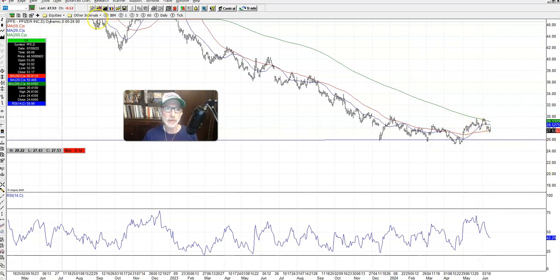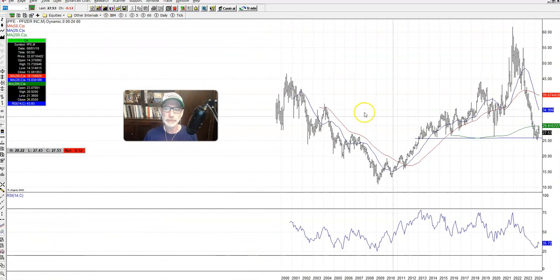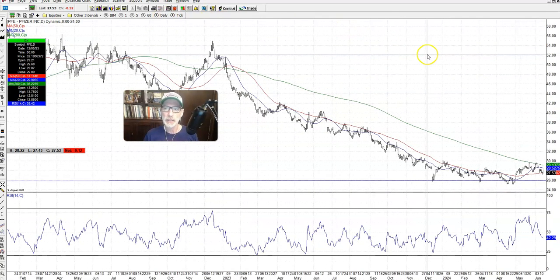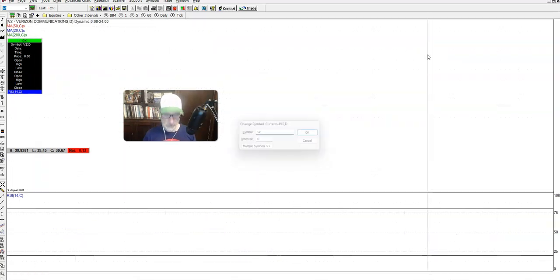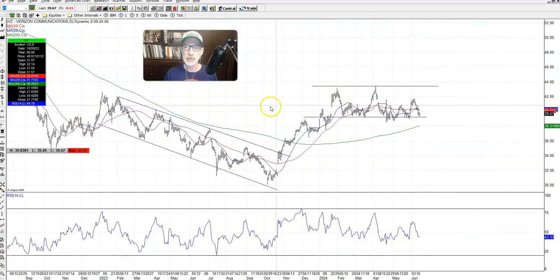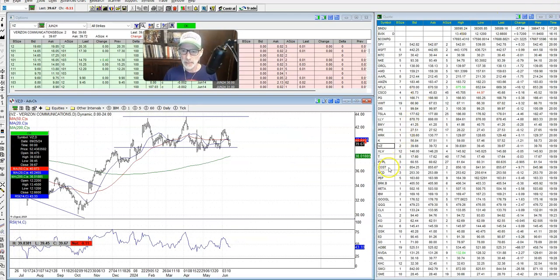Here's a long term. Let's go out to the monthly. And you can see also, here's that long-term support, just like Bristol Myers, going back about 2013 or so. So we're at a pivotal point here for Bristol Myers and Pfizer to see if they want to move back up. Verizon. These Dow stocks, like I said, are kind of trading sideways, not really going anywhere. Here's Verizon just stuck in this channel right here, sideways, not doing too much. So nothing really going on with Verizon.